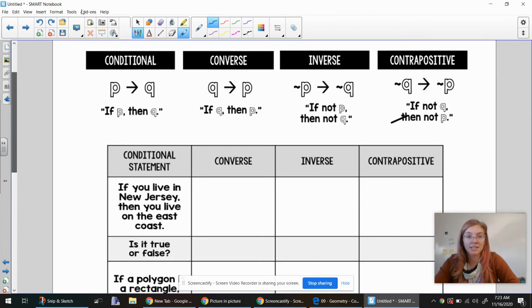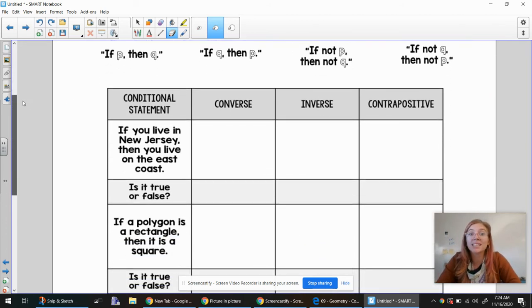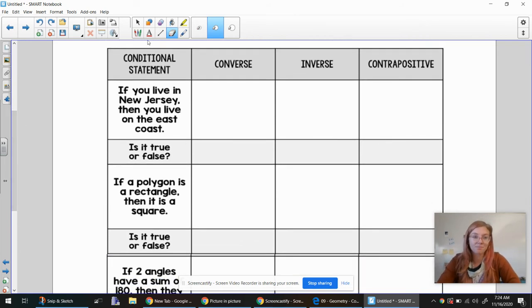The contrapositive adds nots to the converse. So if I'm not going to school, then I don't have my teaching badge. I think I did that right. I can't remember which order I did the conditional and converse in. We're going to see a bunch of examples of this.